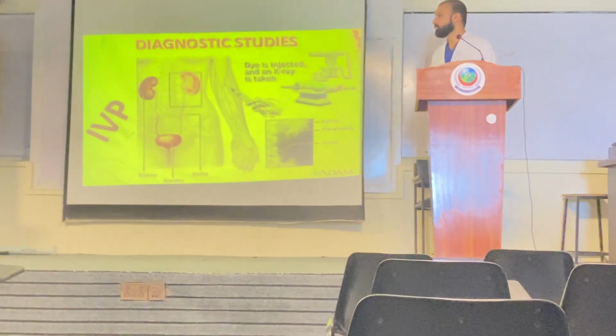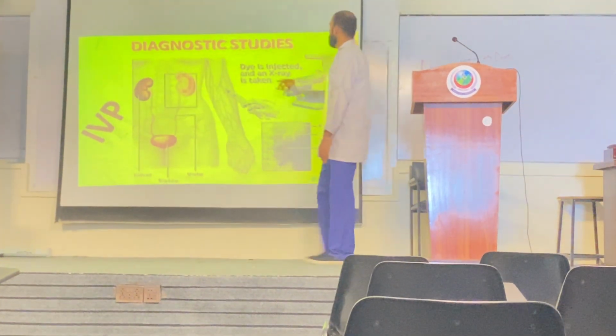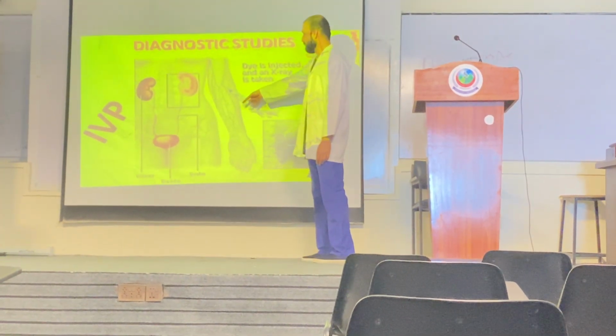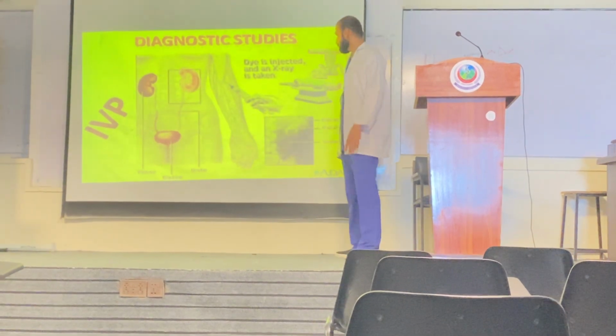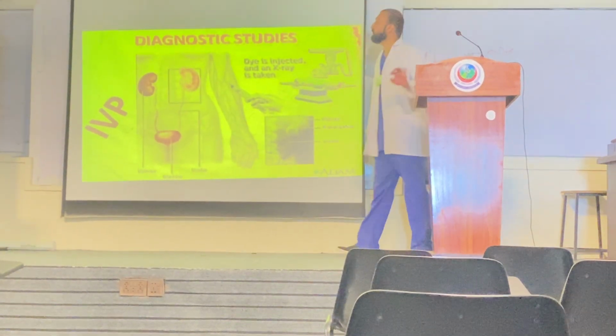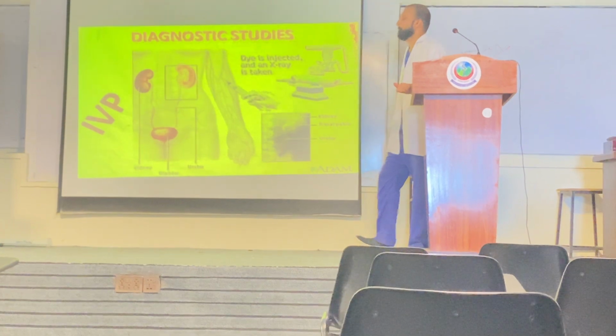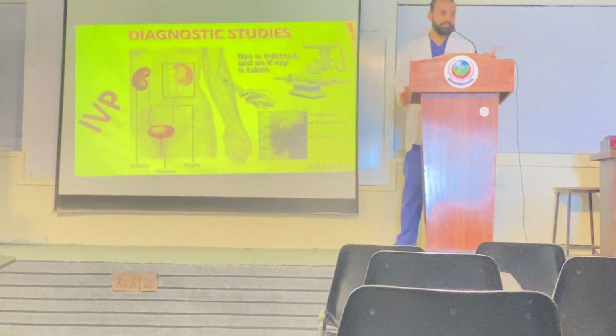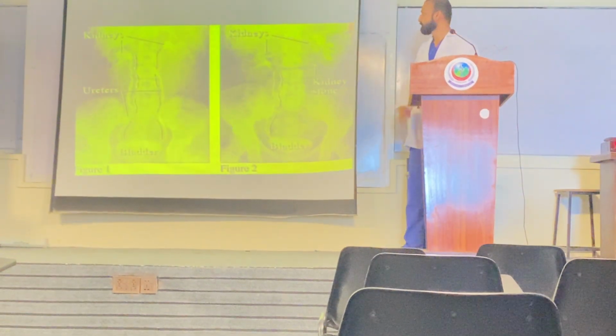So how do you do this? First of all, we inject the dye and an X-ray is taken. It's not dye basically, it's a contrast. It's a crystal clear fluid, but when it is exposed to X-rays, it will be white. And this is known as contrast.